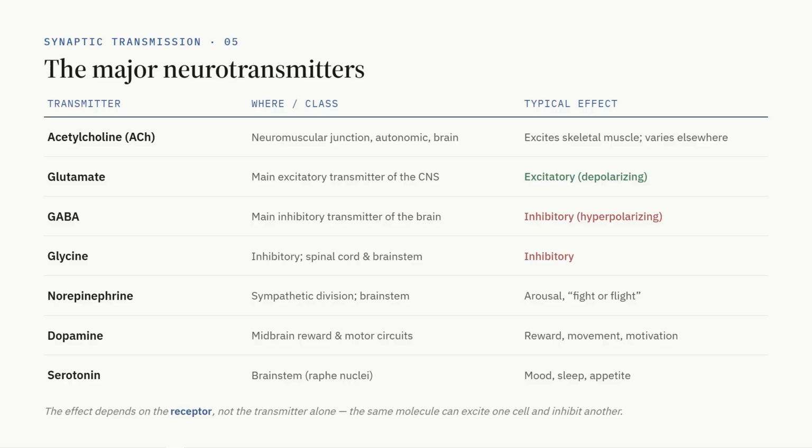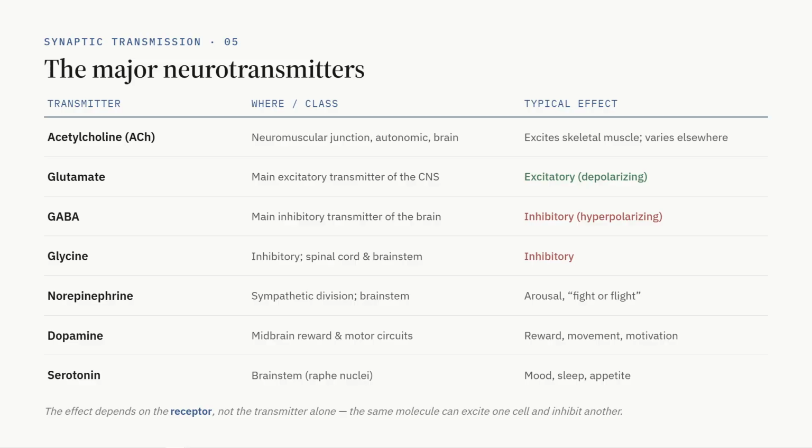Let's meet the main players. Acetylcholine works at the neuromuscular junction, throughout the autonomic system and the brain. Glutamate is the brain's main excitatory transmitter. GABA is its main inhibitory one. That pair does most of the heavy lifting in the central nervous system. Glycine is another inhibitory transmitter, mostly in the spinal cord and brainstem.